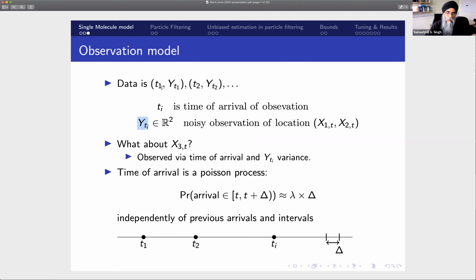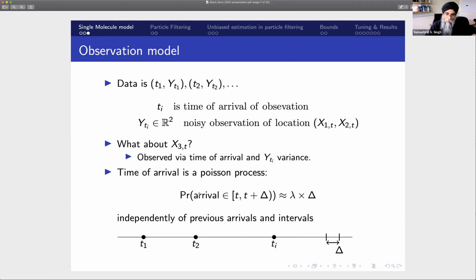So how are the time of arrivals generated? Well, it follows a Poisson process on the real line. What I've done here is illustrate some time of arrivals, T1, T2, and this is the ith time of arrival. And now we are contemplating the occurrence of an arrival in this small interval delta, on the assumption that the arrival process is a Poisson process.